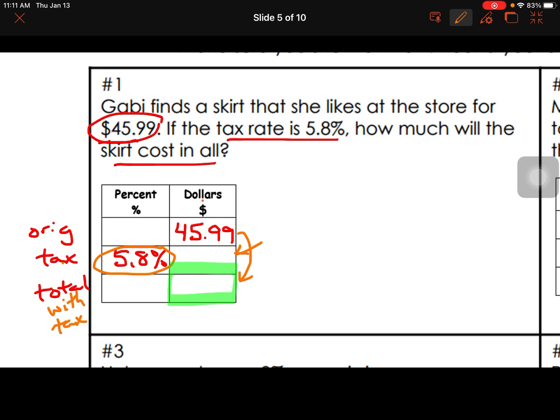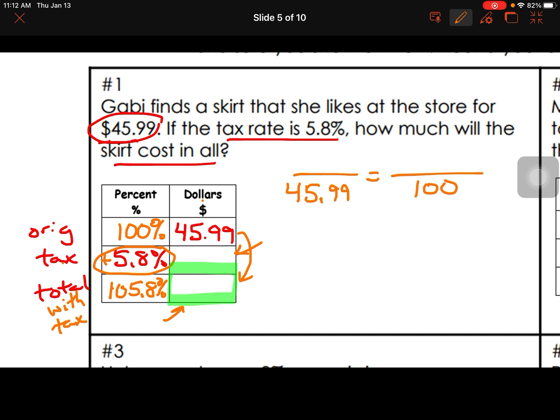And so if I want to know the total with tax, then I need to be thinking about, I need to pay 100% of the original plus an extra 5.8% that the government would like. So I'm going to be paying 105.8% to get to the total with tax. And so we start here, and we have 100 here. We have our original amount, always goes on the bottom.